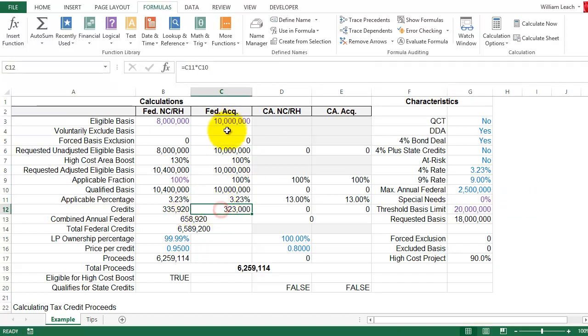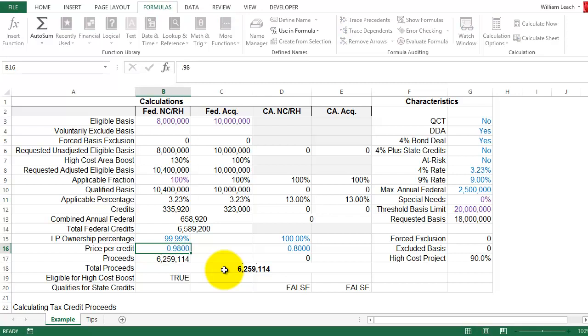And we're going to get credits from the acquisition side. We're going to get credits from the new construction rehab side. Combine those together, and we have 658,000 annual federal credits. Now, since they're annual, you're going to get them once a year for 10 years. And so we're going to multiply that by 10 to get 6.5 million total credits. Our investor is going to have a 99.99% ownership in the partnership. And so they will receive 99.99% of these credits. And they're going to pay us 95 cents on the dollar for them. Actually, no, let's say they're going to pay 98 cents on the dollar.